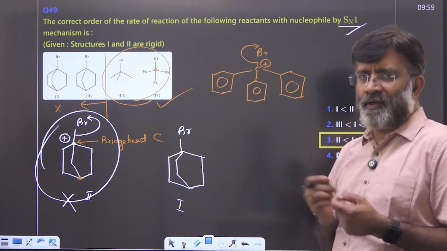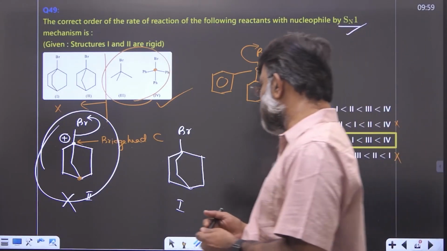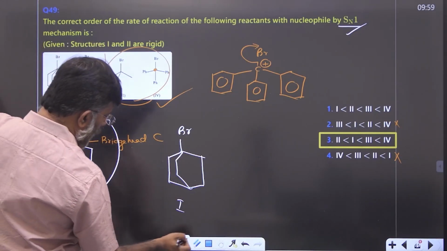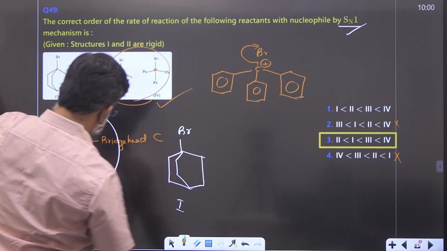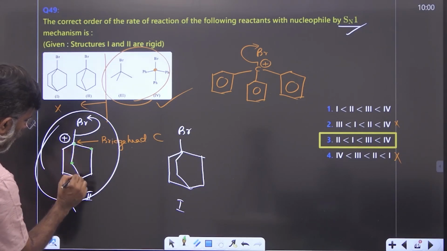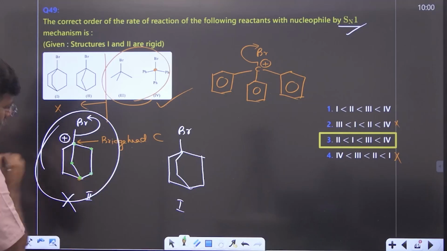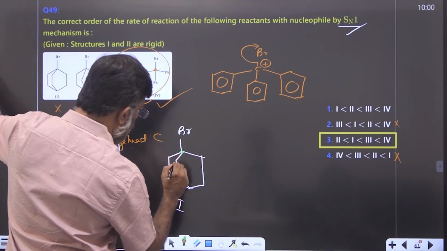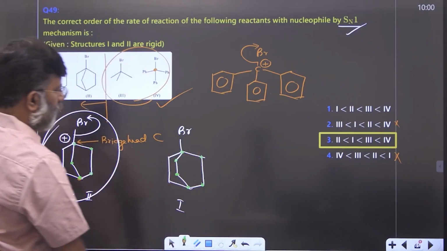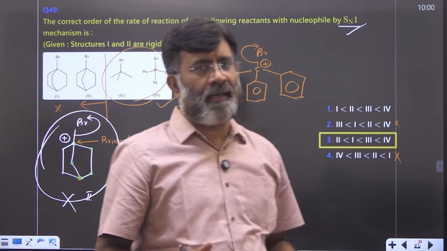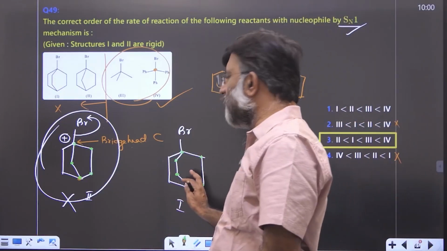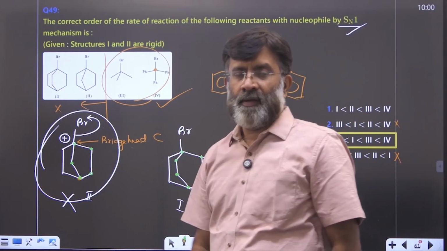Why is 2 last? 2 is last because this is a more strained system. You look at the ring size over here. You have carbon, carbon, carbon, carbon, carbon, forming a pentagonal ring. Here it forms a greater number of carbons, a hexagonal type ring, and the strain is less. This will be more stabilized than this. Both are unstable.